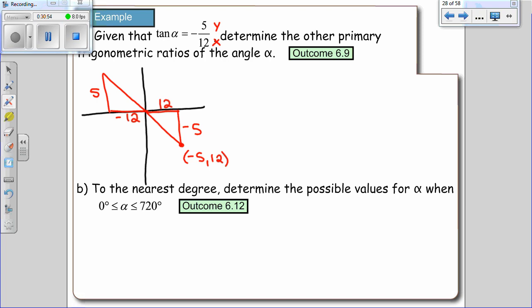Like, all I know is that 5 is y and 12 is x, but I don't know which one's negative. Right? The x's are both still 12. But this is positive 12, this is negative 12. And that's why it gets built in 2 spots.